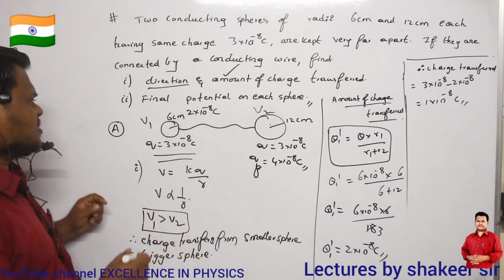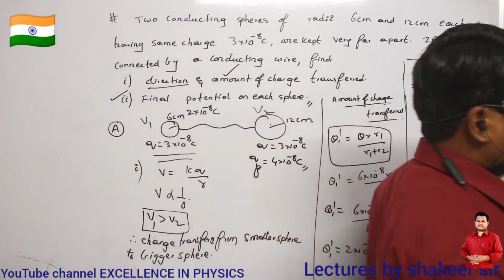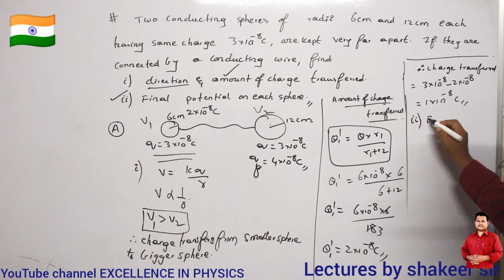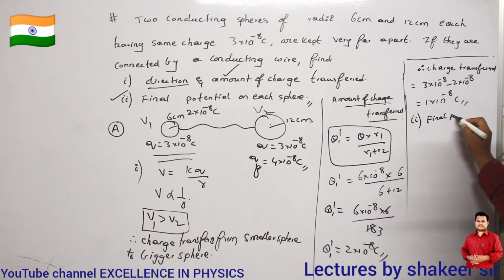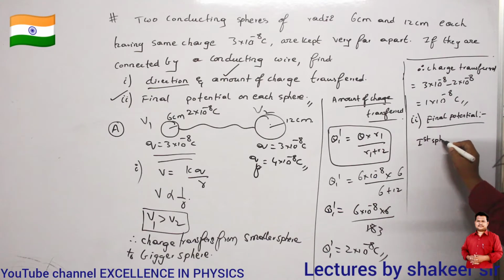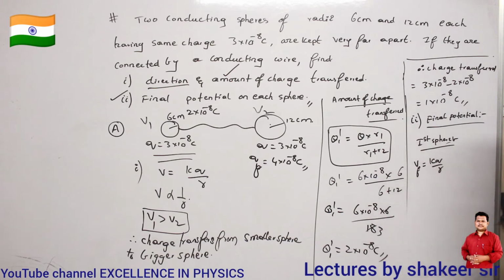Now there is one more question, the second question: what is the final potential on each sphere? How can I calculate this? First of all, I will take the first sphere. What is the formula for potential? V final is equal to KQ divided by R. This is the formula. The final potential of a sphere is KQ divided by R.